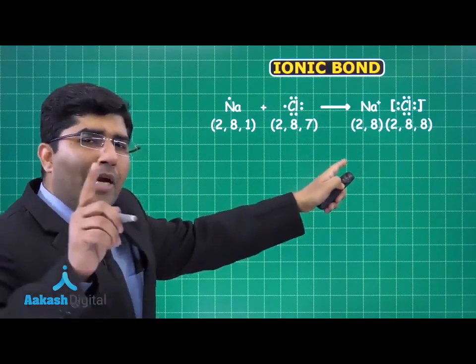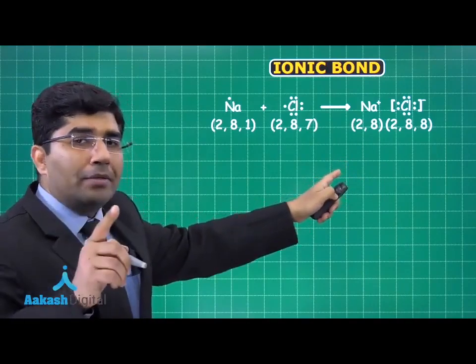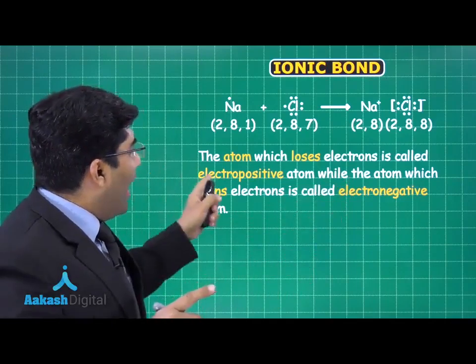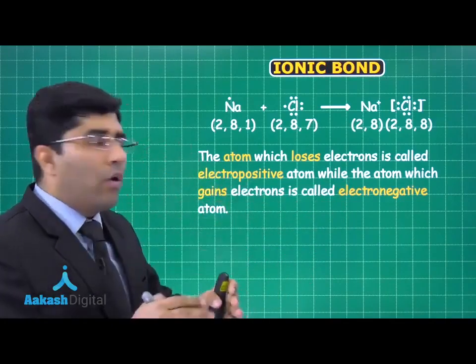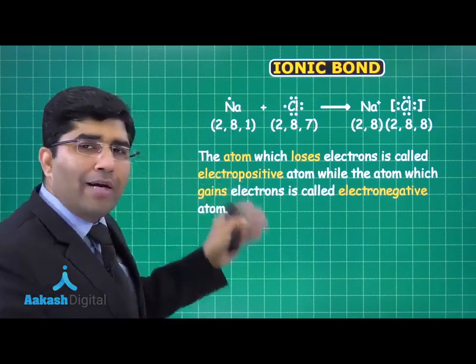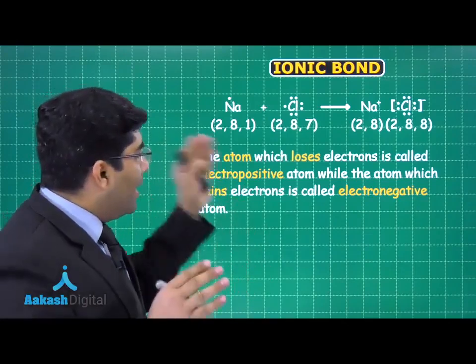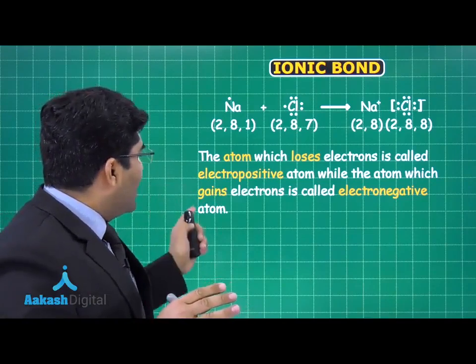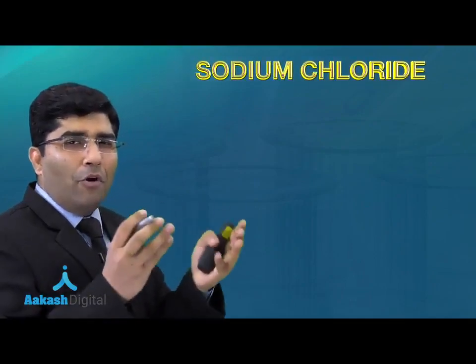So what they are doing, they are completing their octet. Now, the atom which loses the electron is an electropositive atom, that is a metal. The one which gains the electron is an electronegative atom, which is a non-metal. Now let's see how NaCl forms.